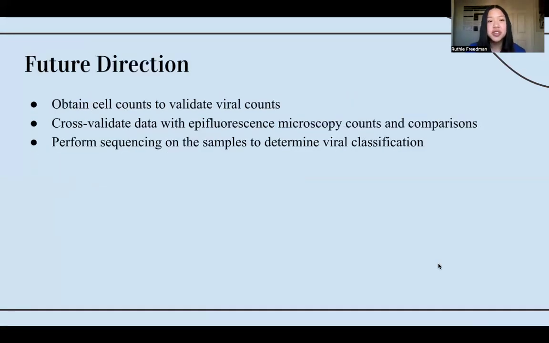Future direction and continuation of this research involves obtaining cell counts to validate the viral counts, because getting a bacterial to viral cell count ratio is really important to also understanding the ecosystem functioning. We also want to cross-validate the data with epifluorescence microscopy counts and comparisons. And then we also want to perform sequencing on these samples to determine their exact viral classification of whether or not they fall under the category of single-stranded, double-stranded, DNA or RNA viruses.